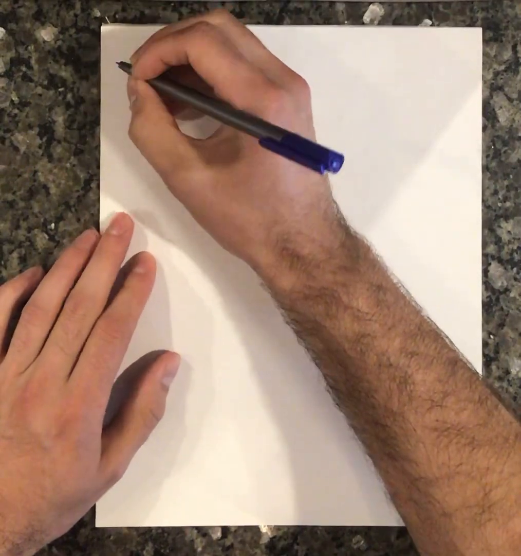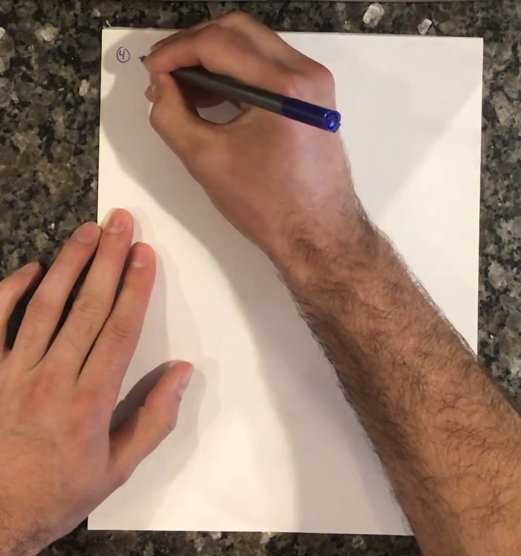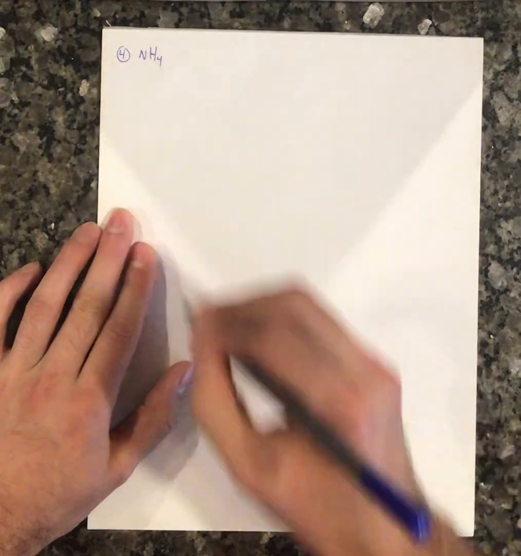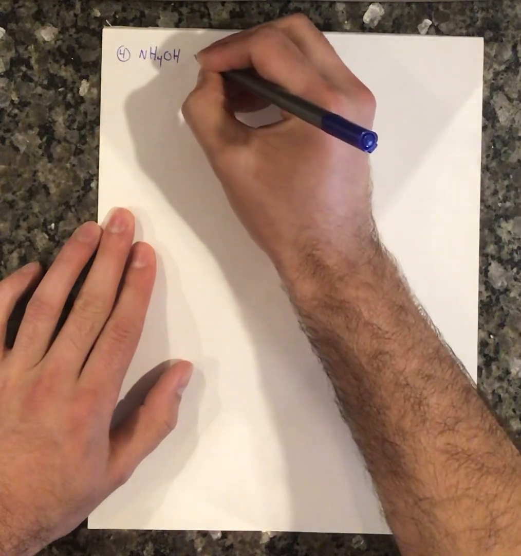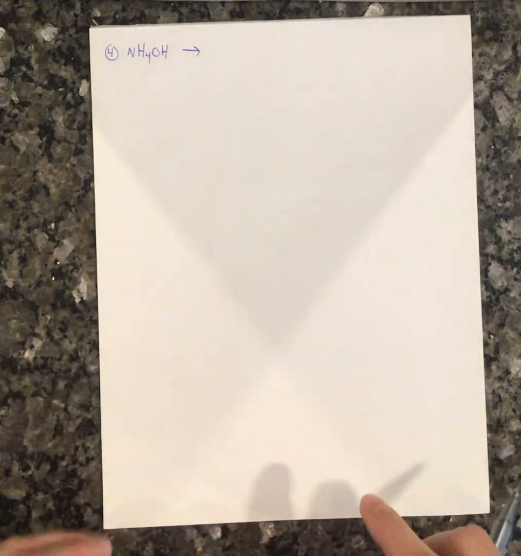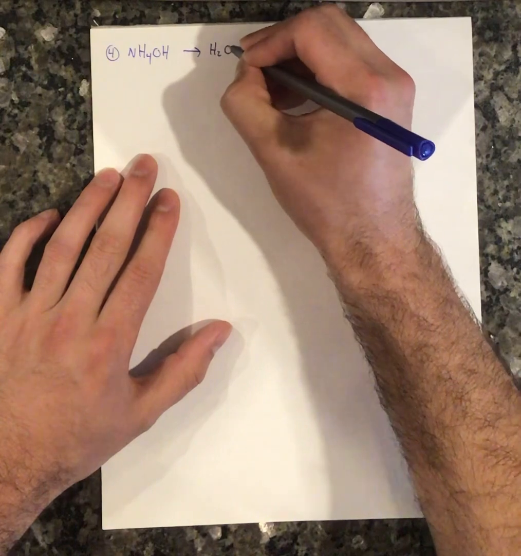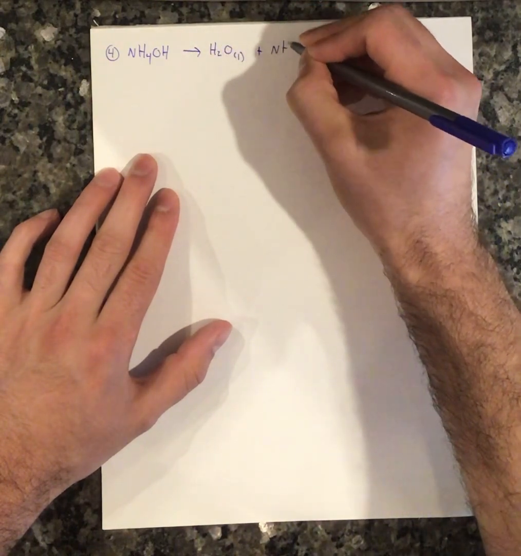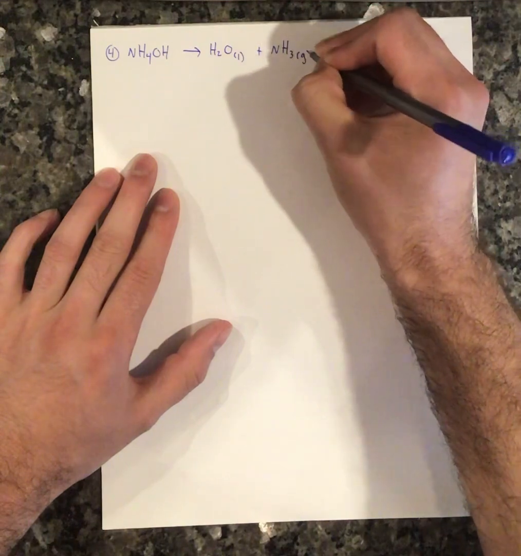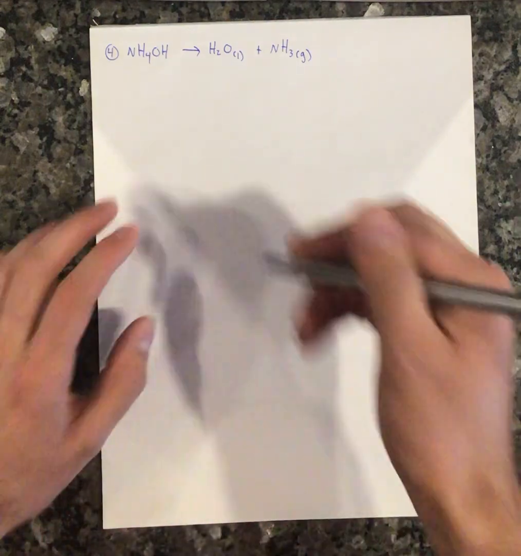Now, this one is ammonium hydroxide. So NH4 is ammonium, and we have hydroxide, which is OH. Now, this is going to decompose, same as the other ones. It's unstable. It doesn't like staying as is. So it's going to decompose into water, and it's going to decompose into ammonia gas, which is NH3. Okay, so let's go through another example here.